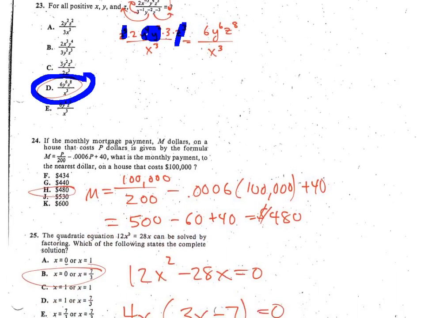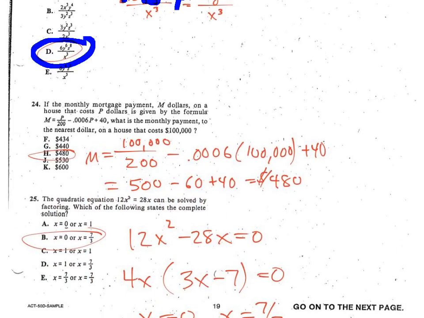Taking a look at 24, we're simply using that formula and taking 100,000 and substituting it in for P. So again, taking that value right here, and wherever I see the letter P, I simply put that value, and then in my calculator, I would type all that in and simplify it to get $480.